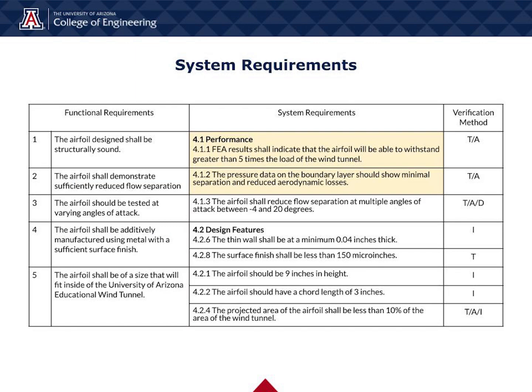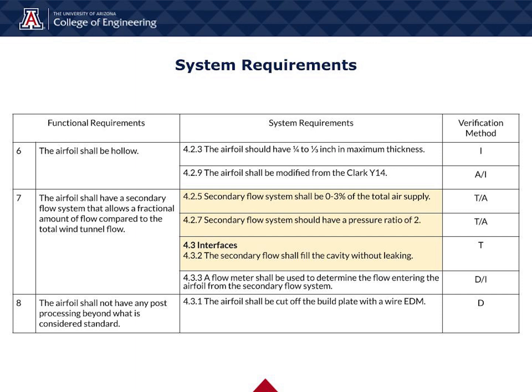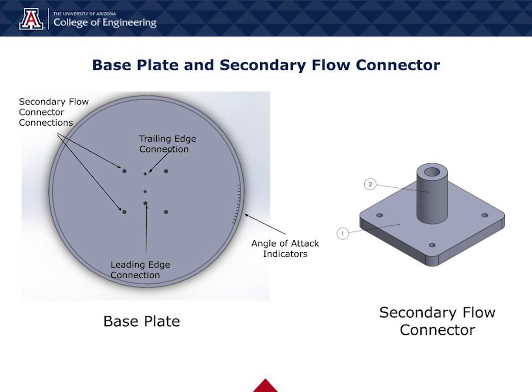To achieve maximum efficiency, the following functional and system requirements were set. The major system requirements are that the minimal separation on the boundary layer shall be demonstrated. FEA shall indicate a factor of safety greater than 5, and the secondary flow system shall be able to inject high pressure flow that is 0 to 3% of the total air supply at a pressure ratio of 2 and with minimal leaking.